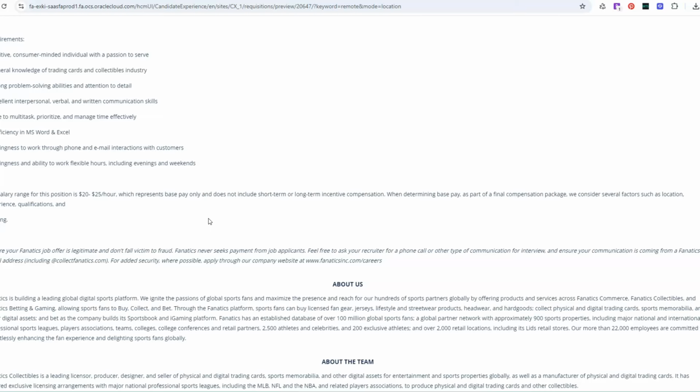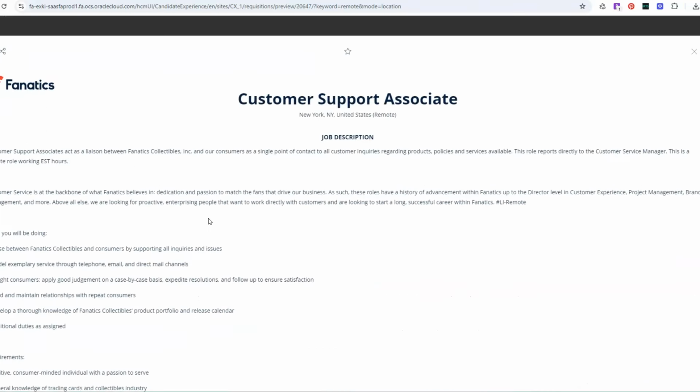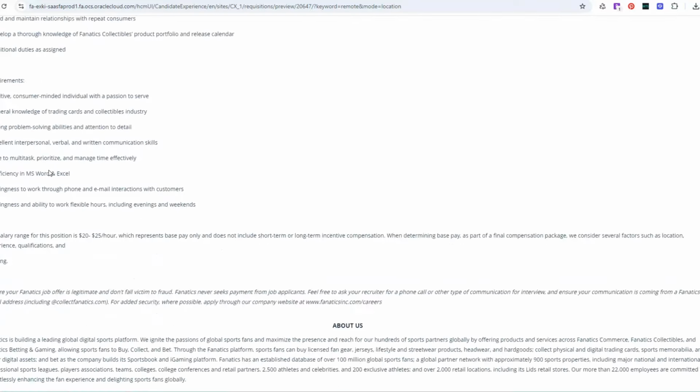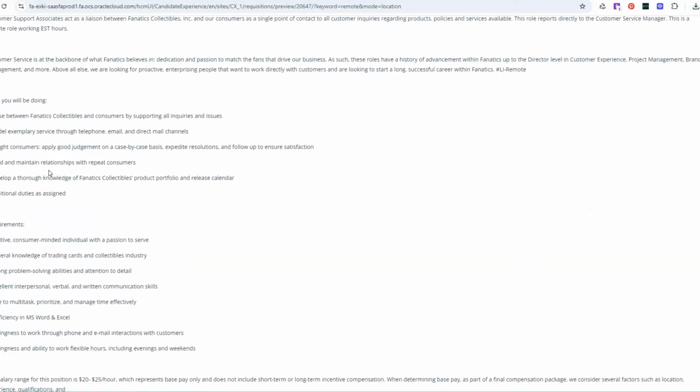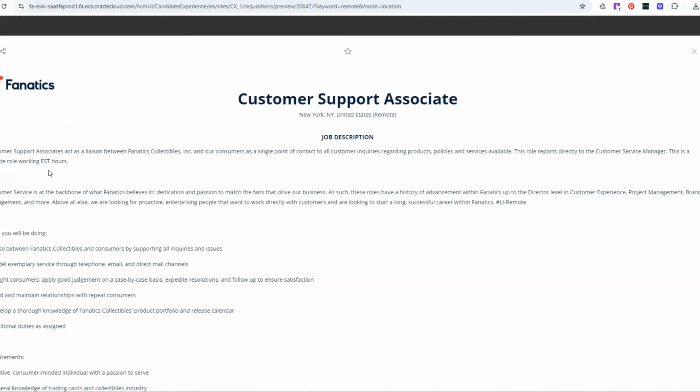So if you would like to do this from home, please make sure you apply online. You will be working full-time on the Eastern Standard Time Zone, so if you live on the West Coast, please keep that in mind. And so just make sure you apply. This job won't last long. They do have this job available periodically throughout the year, and they have it now. So if you would like to do this, make sure you apply online.